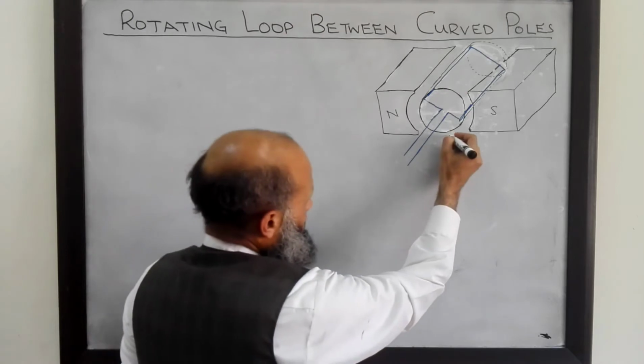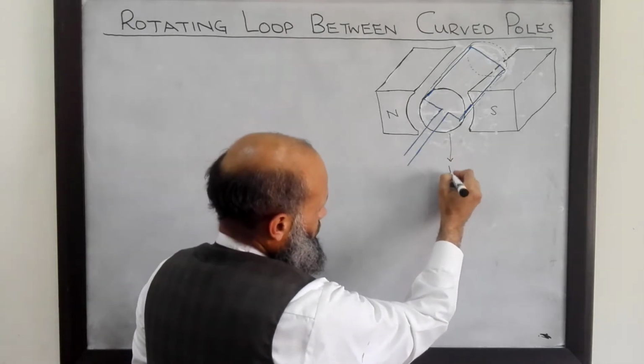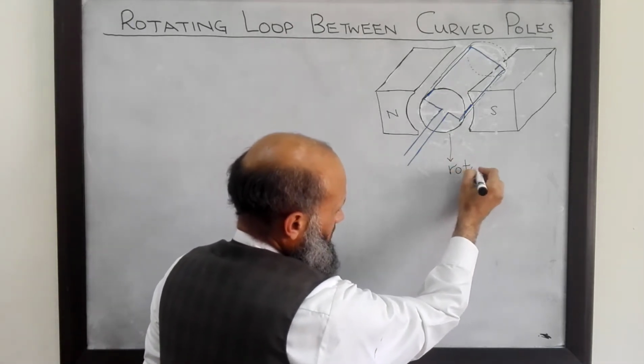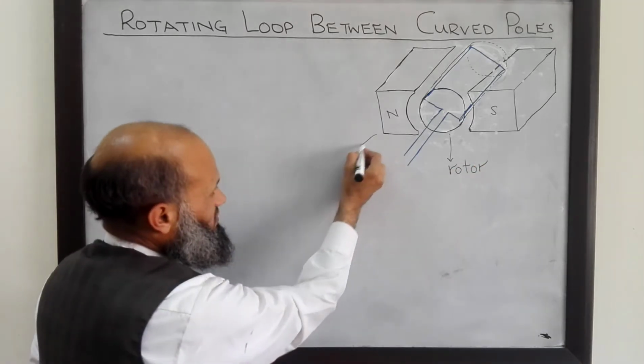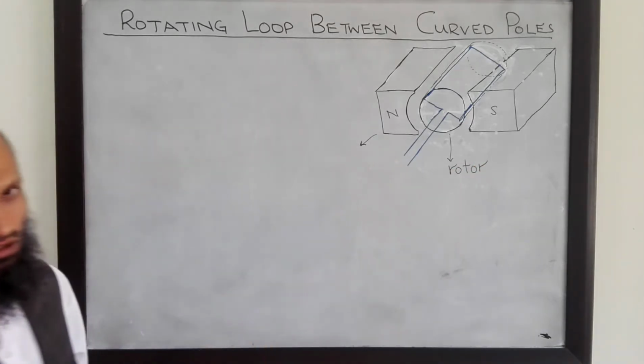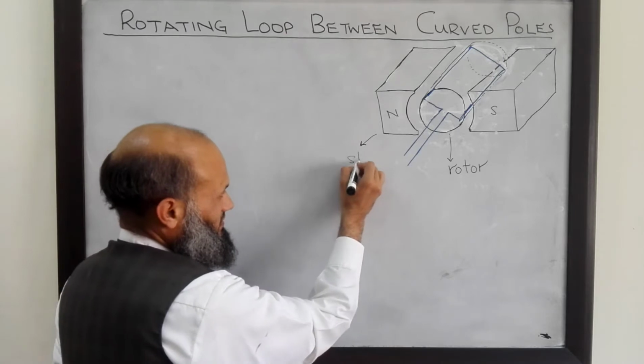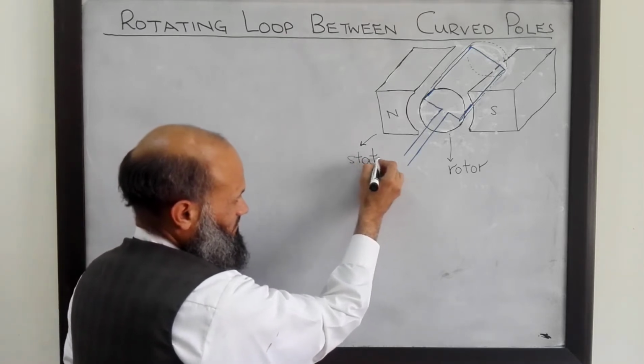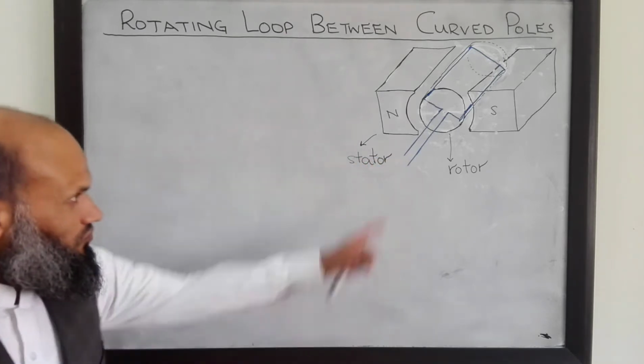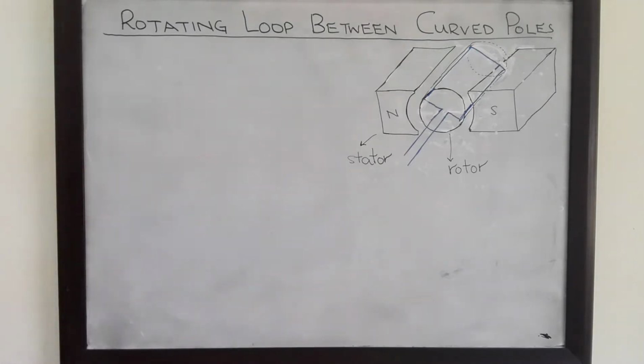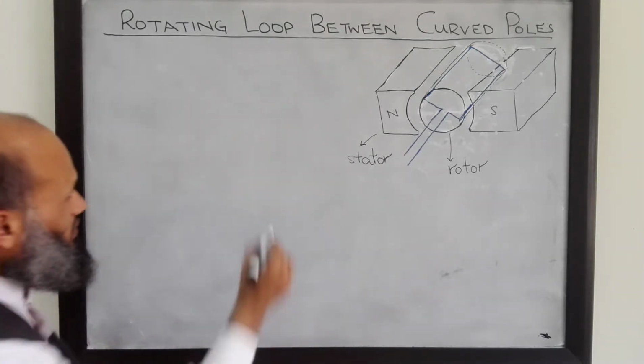This rotating part in DC machines, that is called rotor, and the part which is stationary in electrical machines, that is called stator. This coil over here is a rectangular coil.